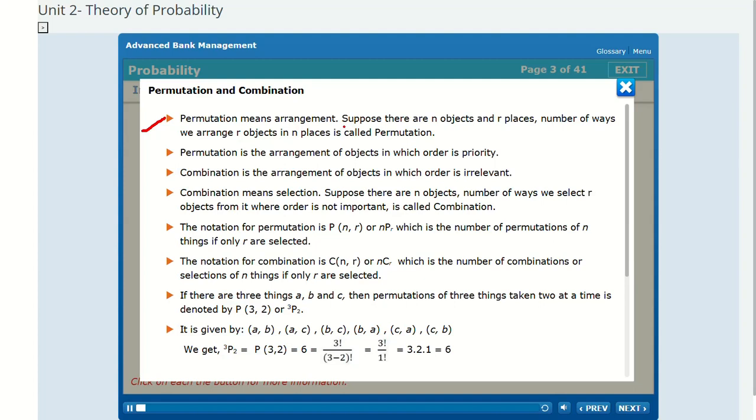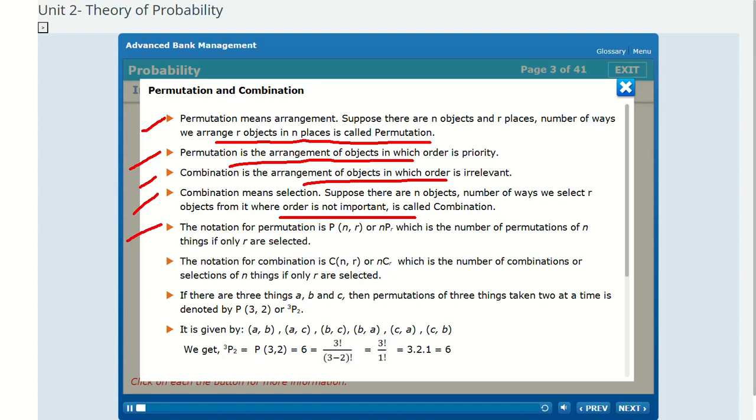Permutation means arrangement. Suppose there are n objects and r places. Number of ways we arrange our objects in r places is called permutation. Permutation is the arrangement of objects in which order is priority. Combination is the arrangement of objects in which order is irrelevant. Combination means selection. Suppose there are n objects. Number of ways we select our objects from it where order is not important is called combination.